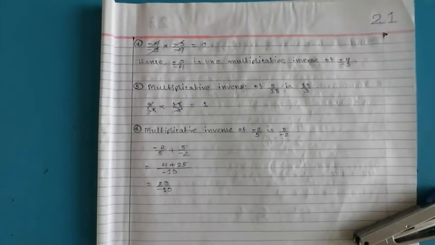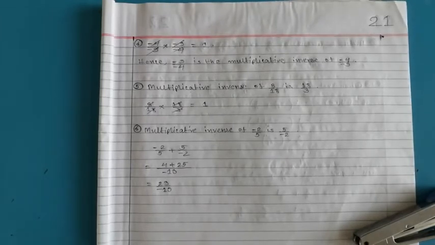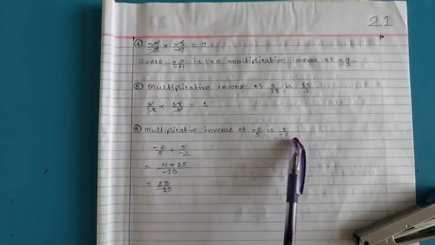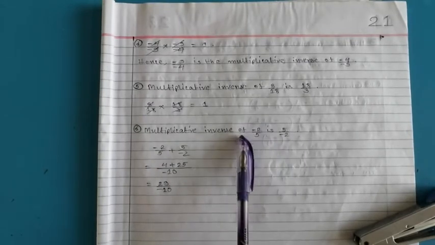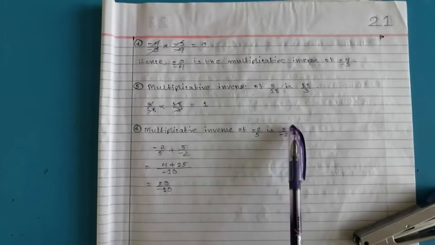Next is question number 6. Here it is given: add minus 2 upon 5 and its multiplicative inverse. The multiplicative inverse of minus 2 upon 5 is 5 upon minus 2. So you have to add minus 2 upon 5 with its multiplicative inverse, that is 5 upon minus 2.